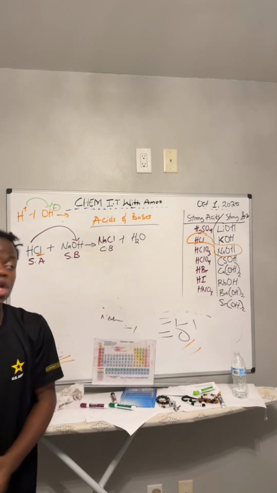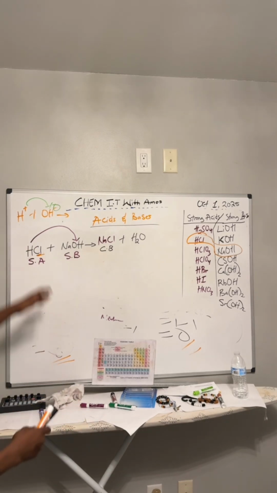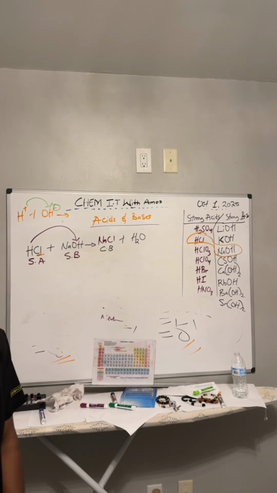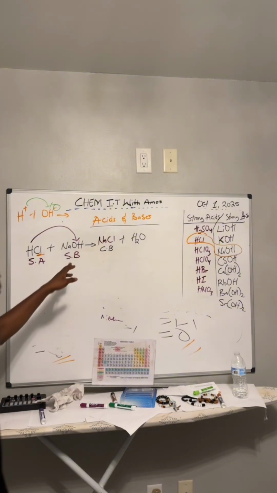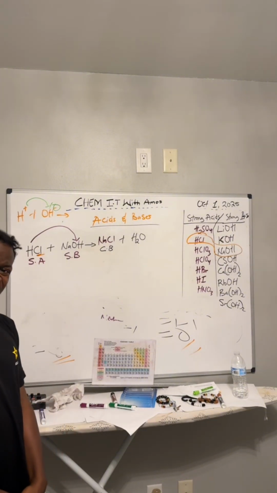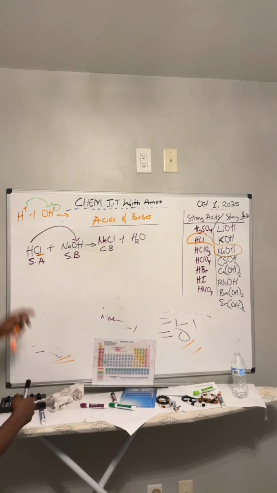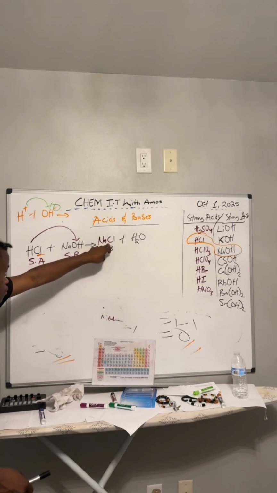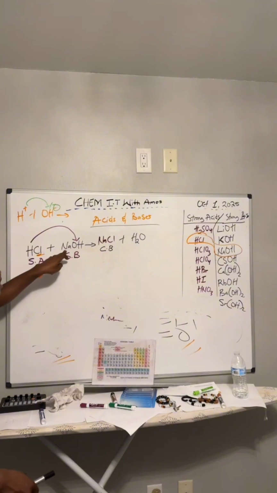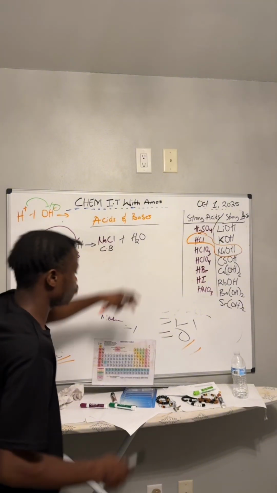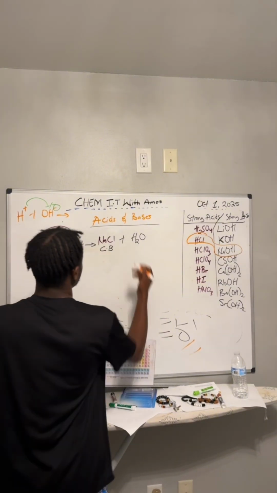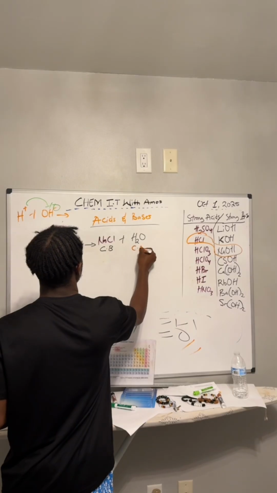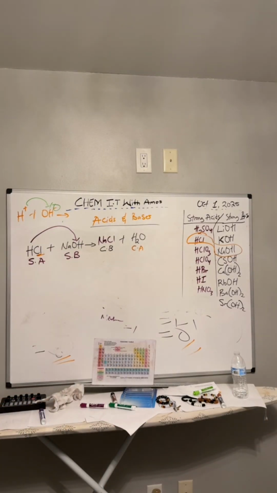We say base forms conjugate acid. Acid forms conjugate base. So the product of an acid becomes a conjugate base. The product of a base becomes a conjugate acid. Hope you understand what I'm saying. So say it lost H, the product now becomes what? Cl, the conjugate base. Then the base accepts H to form water. So this becomes the conjugate acid. Isn't that easy? It's easy.